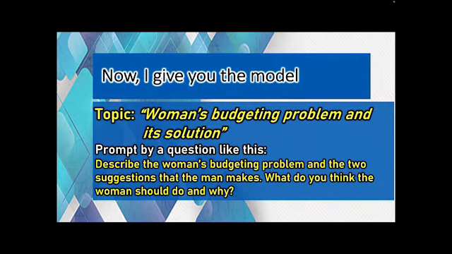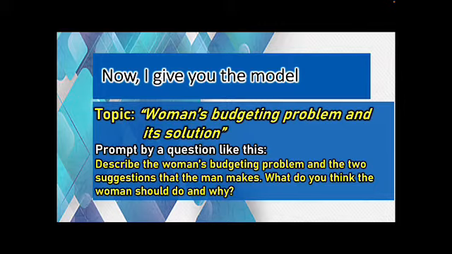Okay, and now I give you the model. The first thing I give you here is, as usual, the conversation model. The topic is about a woman's budgeting problem and its solution. Here it is prompted by a question like this: describe the woman's budgeting problems and the two suggestions that the man makes. So what do you think that the woman should do and why?